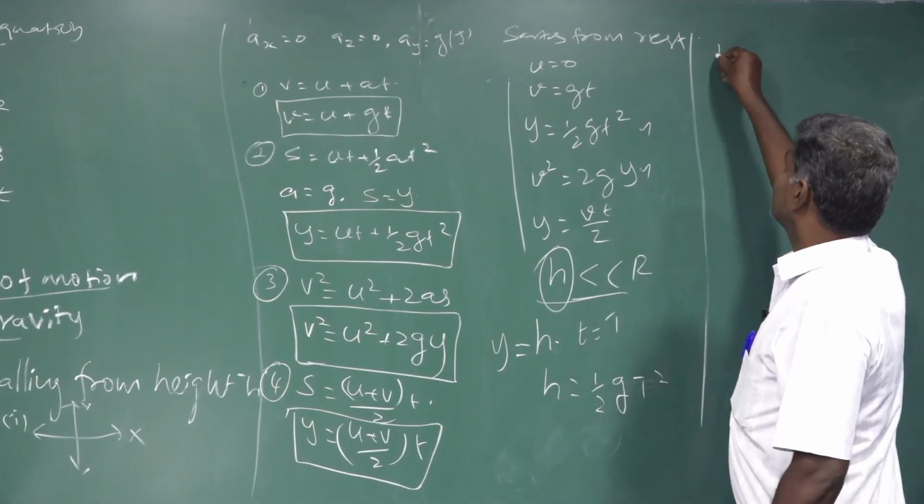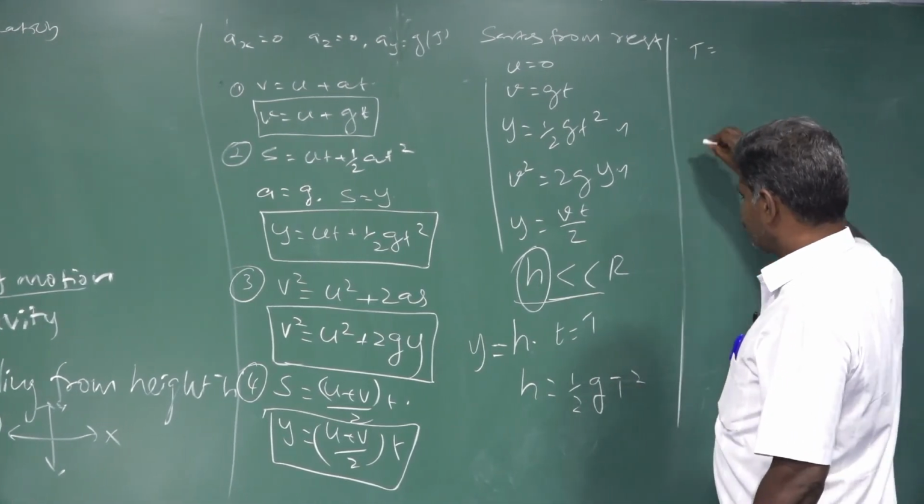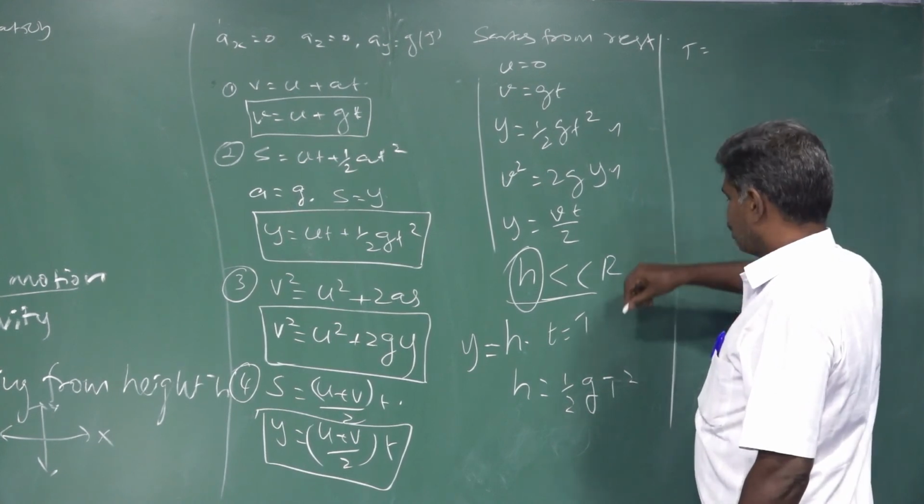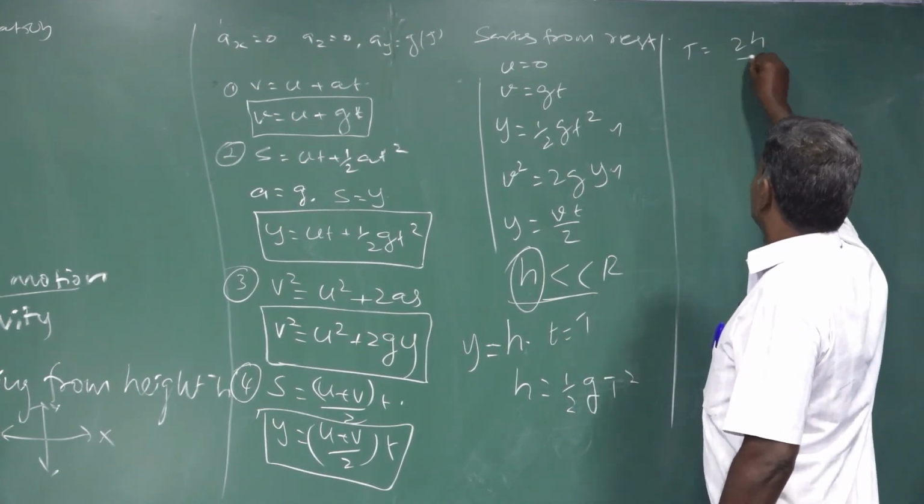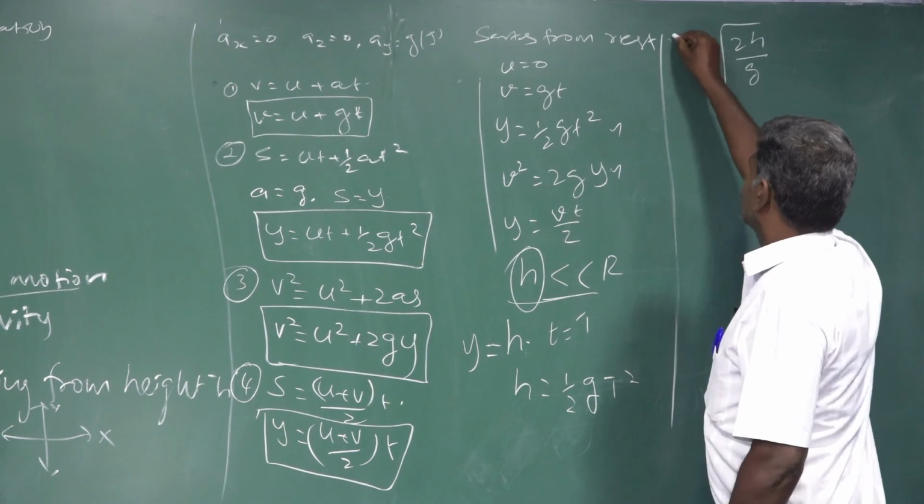Here I want to find t. What we can take is t is equal to 2h divided by g, make a square root.